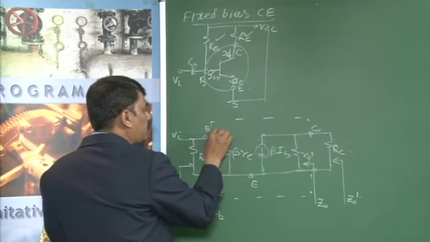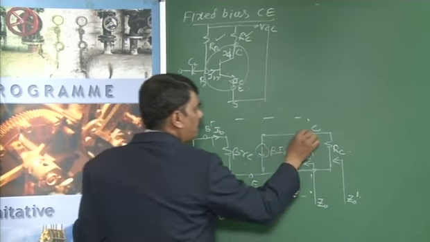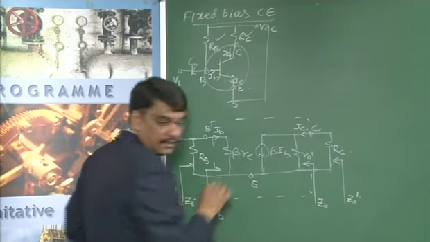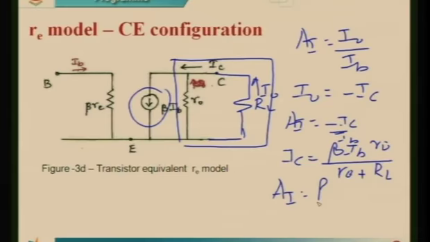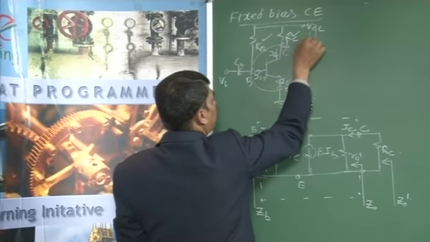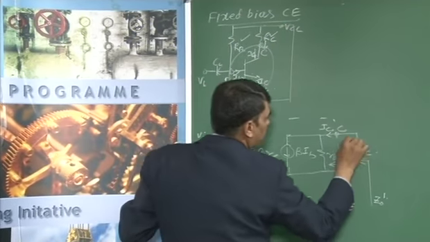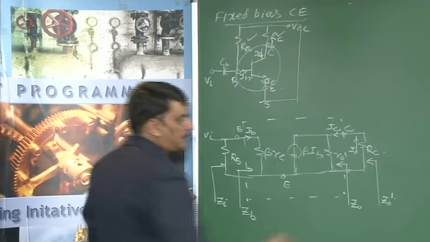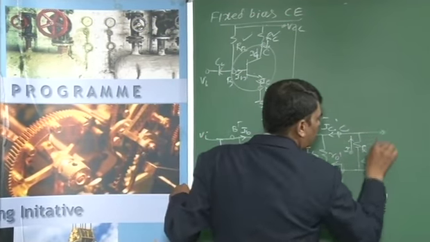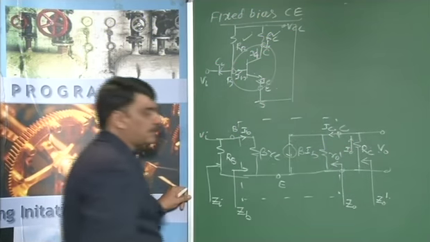The current flowing through this is IB, and this current is IC. Because the collector current flows in this diagram from the emitter to ground, the output current flows in this direction. You have to take the output across V0.